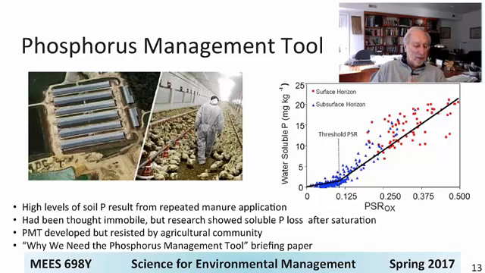So a new approach to manage that risk, determining which fields were susceptible to the loss and which needed a more restrictive application of manure and other fertilizers, was developed. It's called the phosphorus management tool. It was developed by the ag science community, but the agricultural community resisted it to the point where they kind of backed off and we were at an impasse.